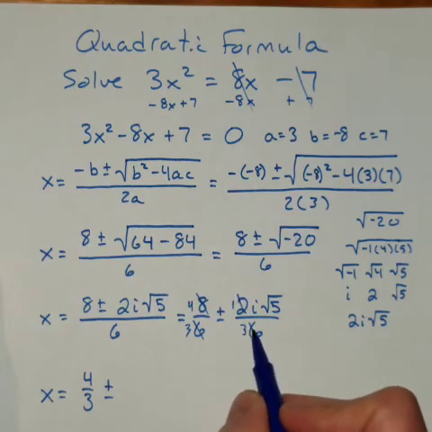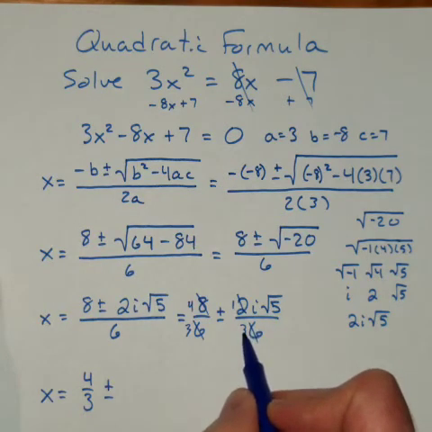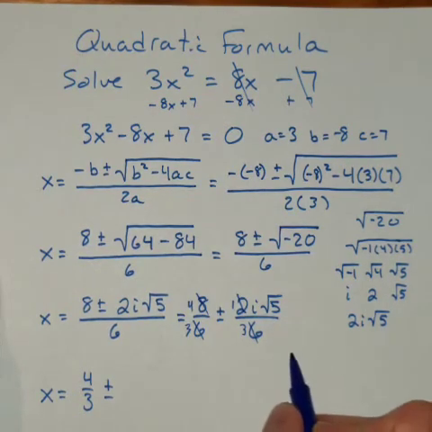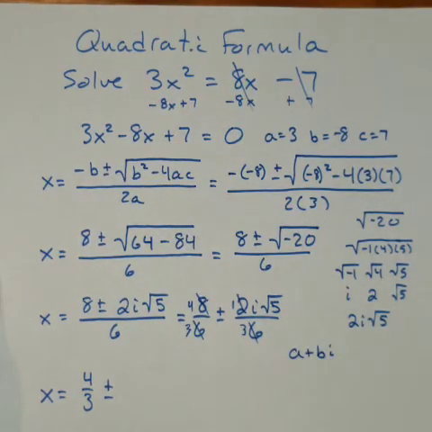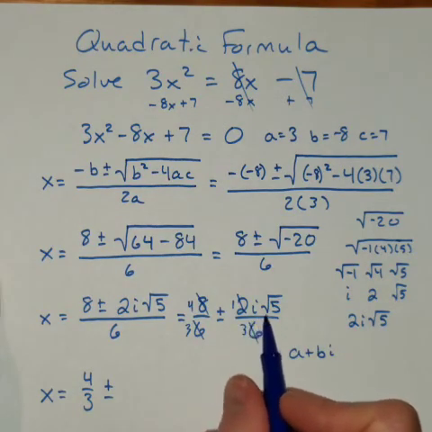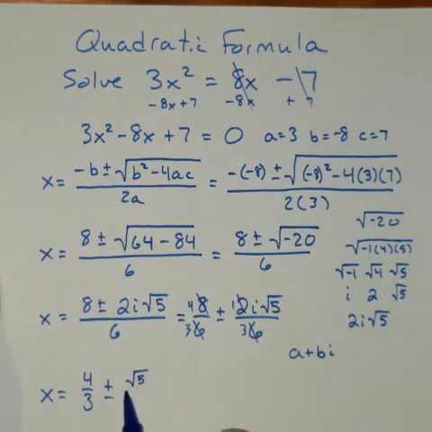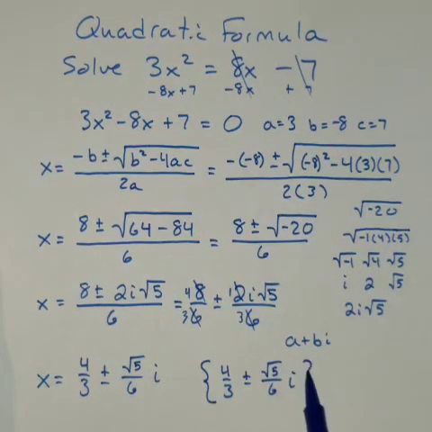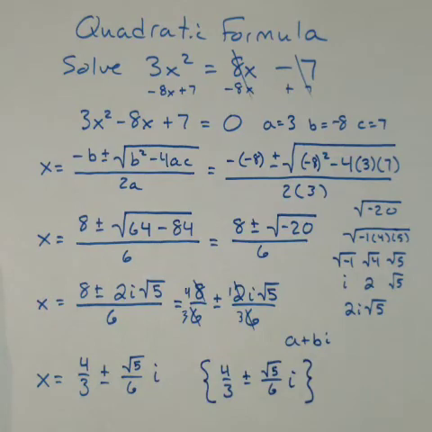Now this final fraction here is going to have a root 5 and a 3 and then the i. Now I'm going to move the i to the outside just so it's in a nice a plus bi format for our complex number. So it's going to become root 5 over 6 times i. All right, so my final solution set will be 4/3 plus or minus root 5 over 6 times i. So 2 complex numbers as a solution here.